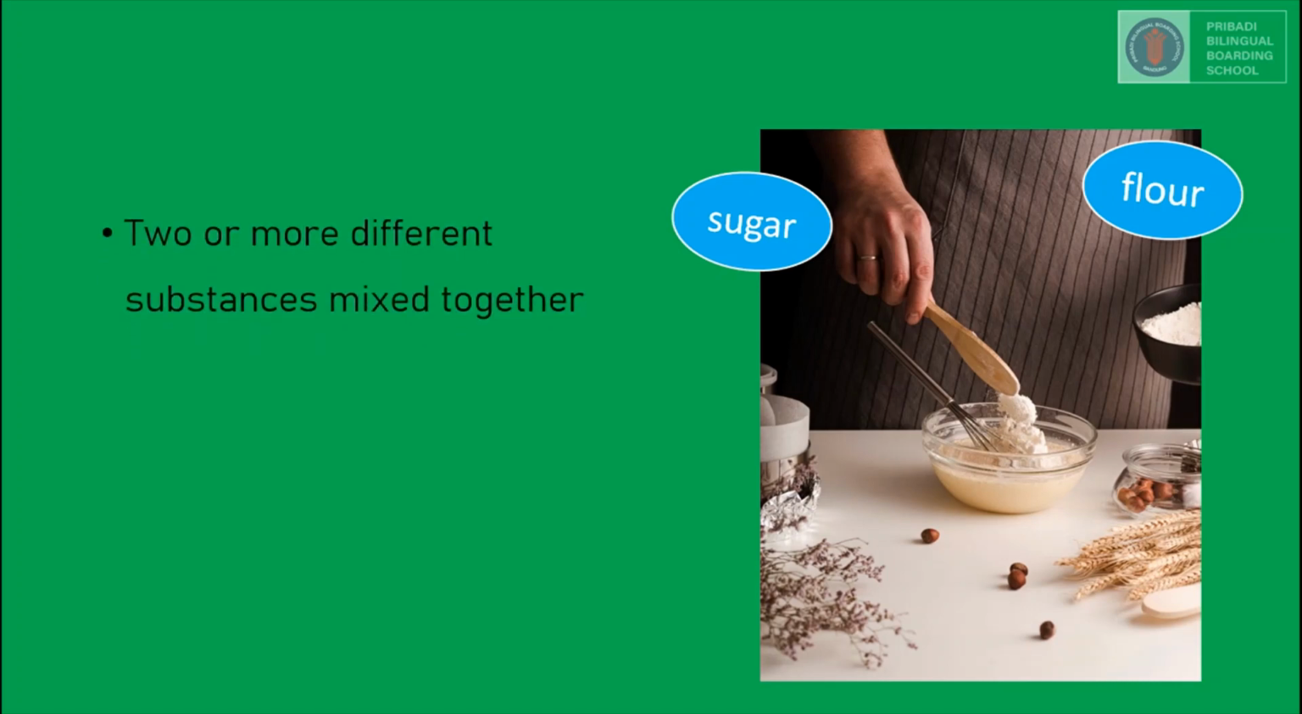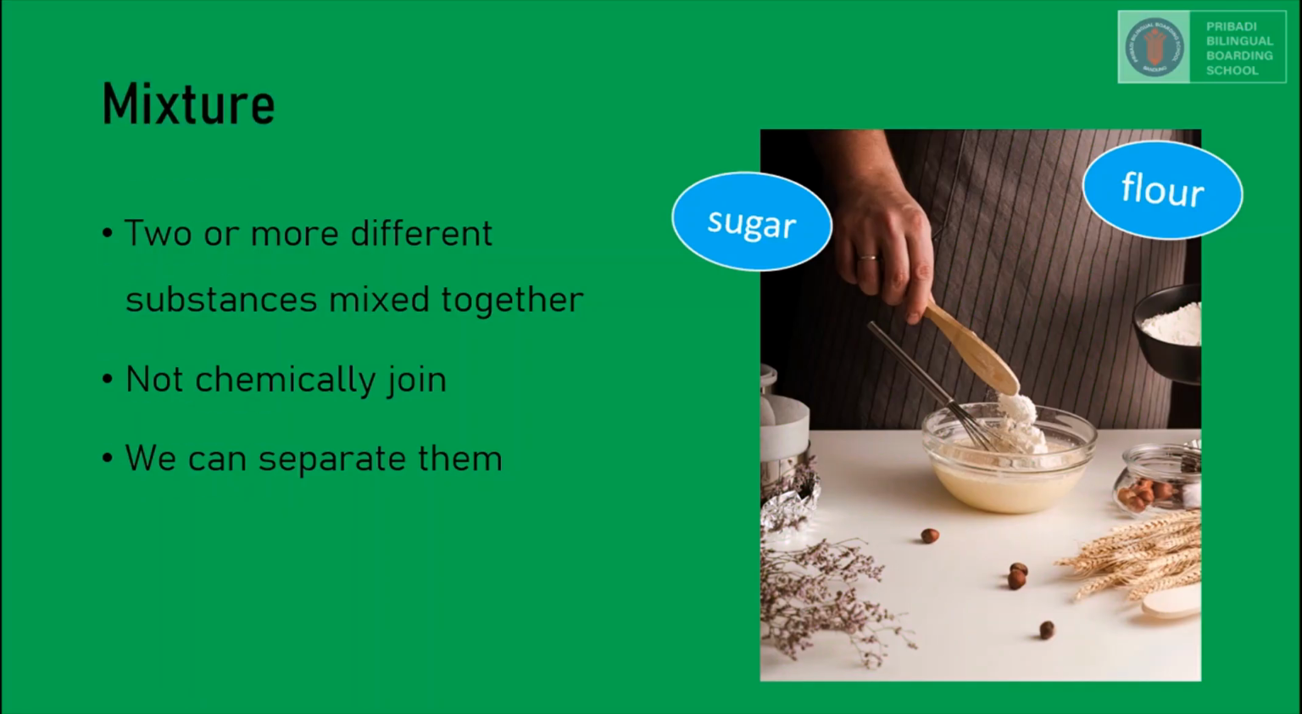Or maybe you can add another substance to mix together. And usually both of the substances do not chemically join, so you just mix them up. And since you only mix them up and those substances are not chemically joined, we can separate them. We call this a mixture.